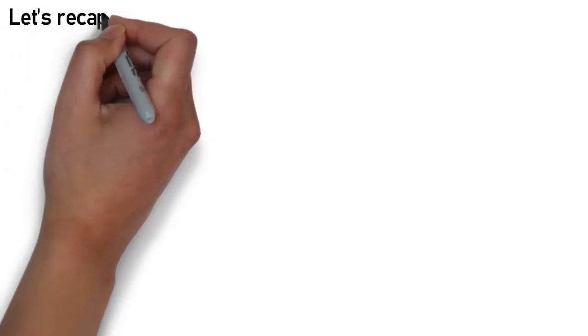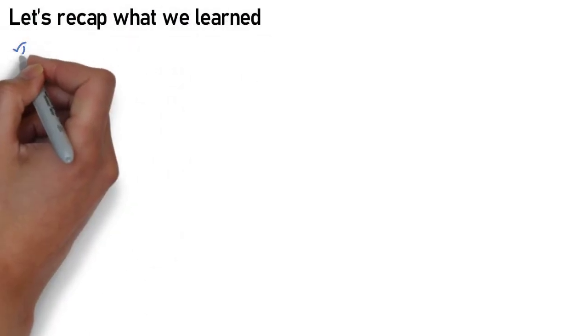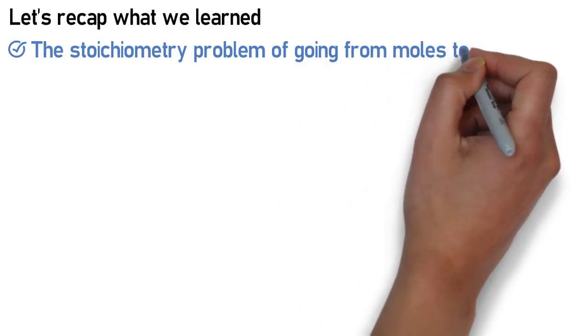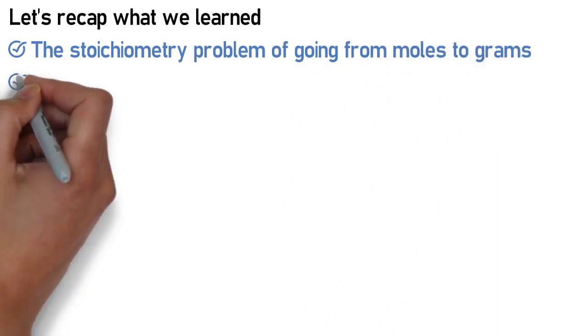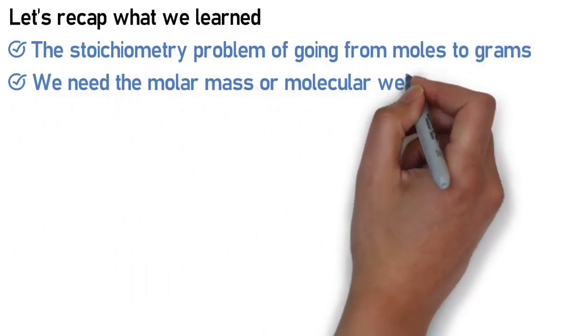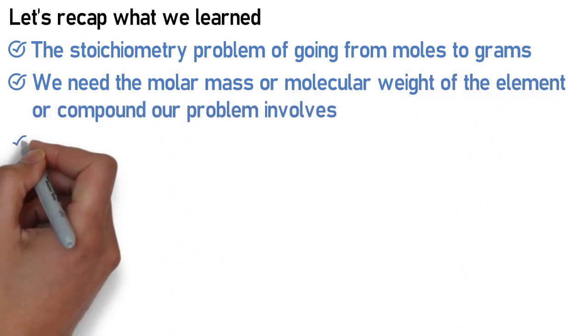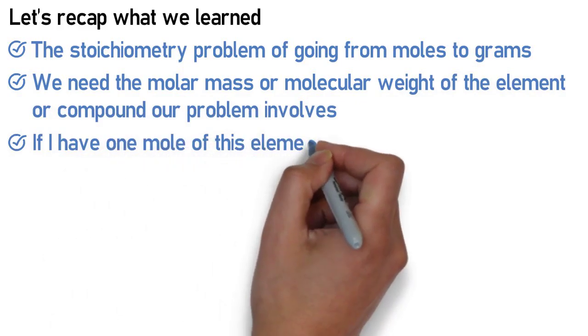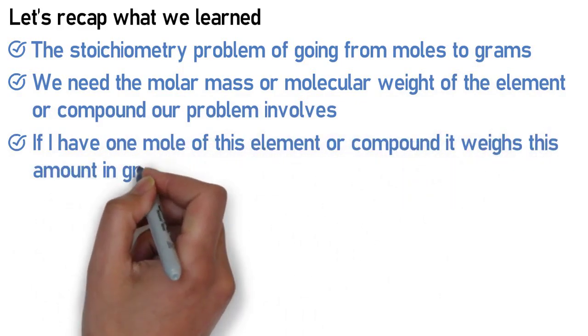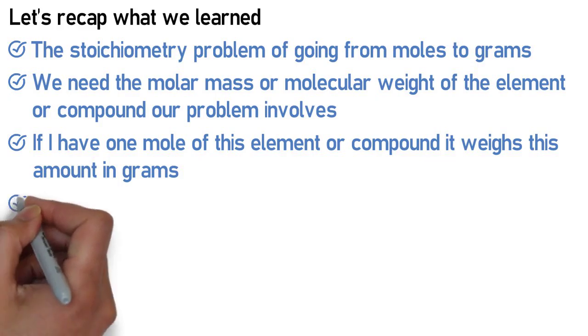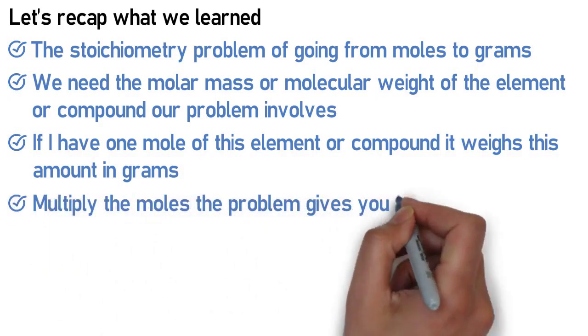Let's recap what we learned. In this video, we looked at the stoichiometry problem of going from moles to grams. When going from moles to grams, we need the molar mass or molecular weight of the element or compound our problem involves. The molar mass tells us if I have 1 mole of this element or compound, it weighs this amount in grams. To find the grams, multiply the moles the problem gives you by the molar mass.